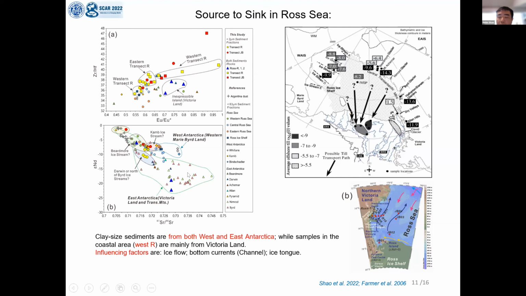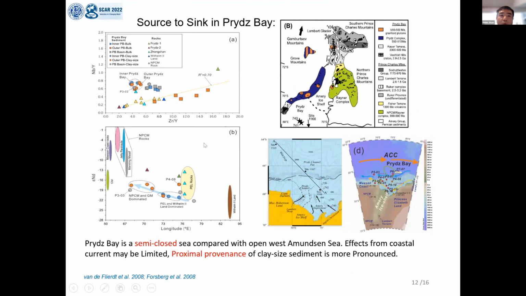For the Price Bay, there is a significant increasing trend for the epsilon neodymium, and the west side sample is very close to Gambunting Mountain and the North Prince Charles Mountain, and the east sample is very close to the east coastal regions of Price Bay. And this arrow shows the transport direction of sediment.